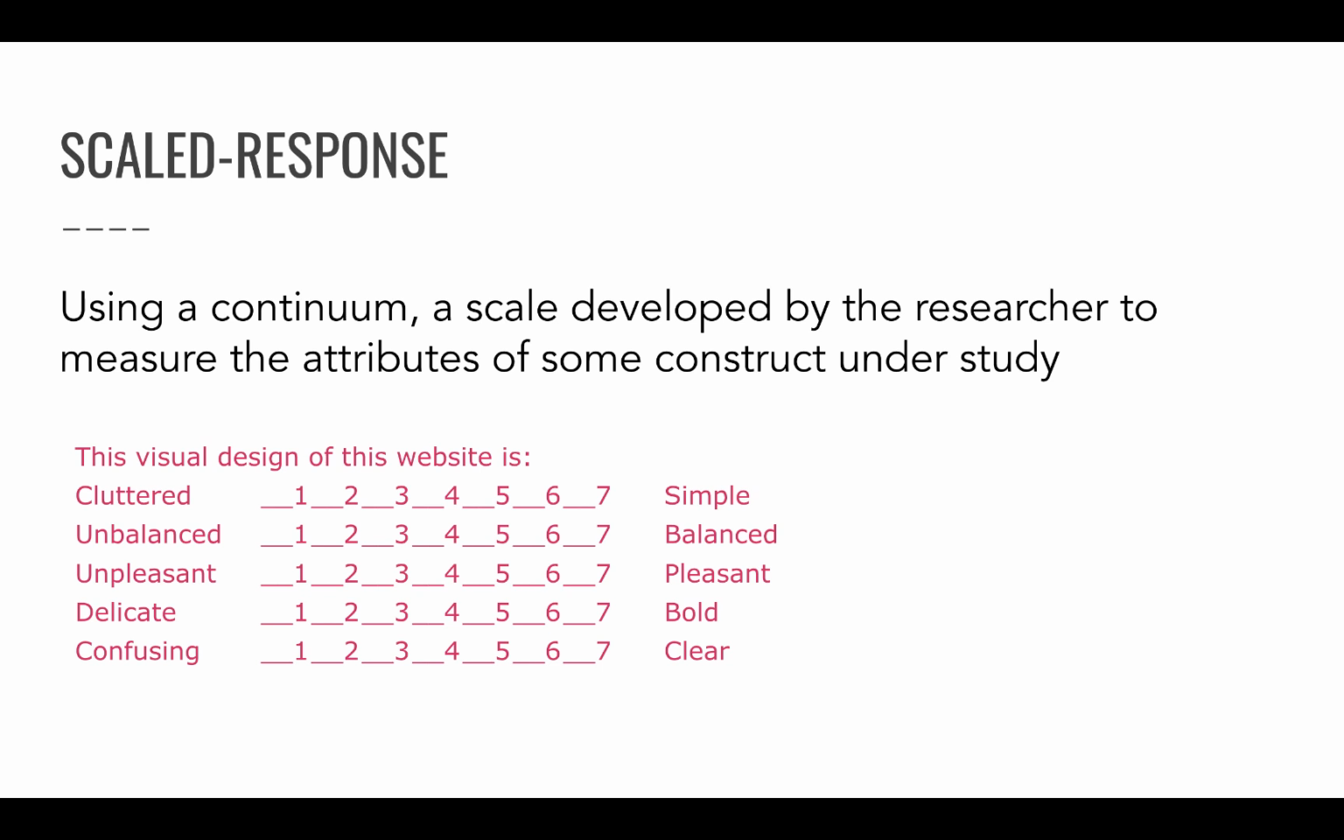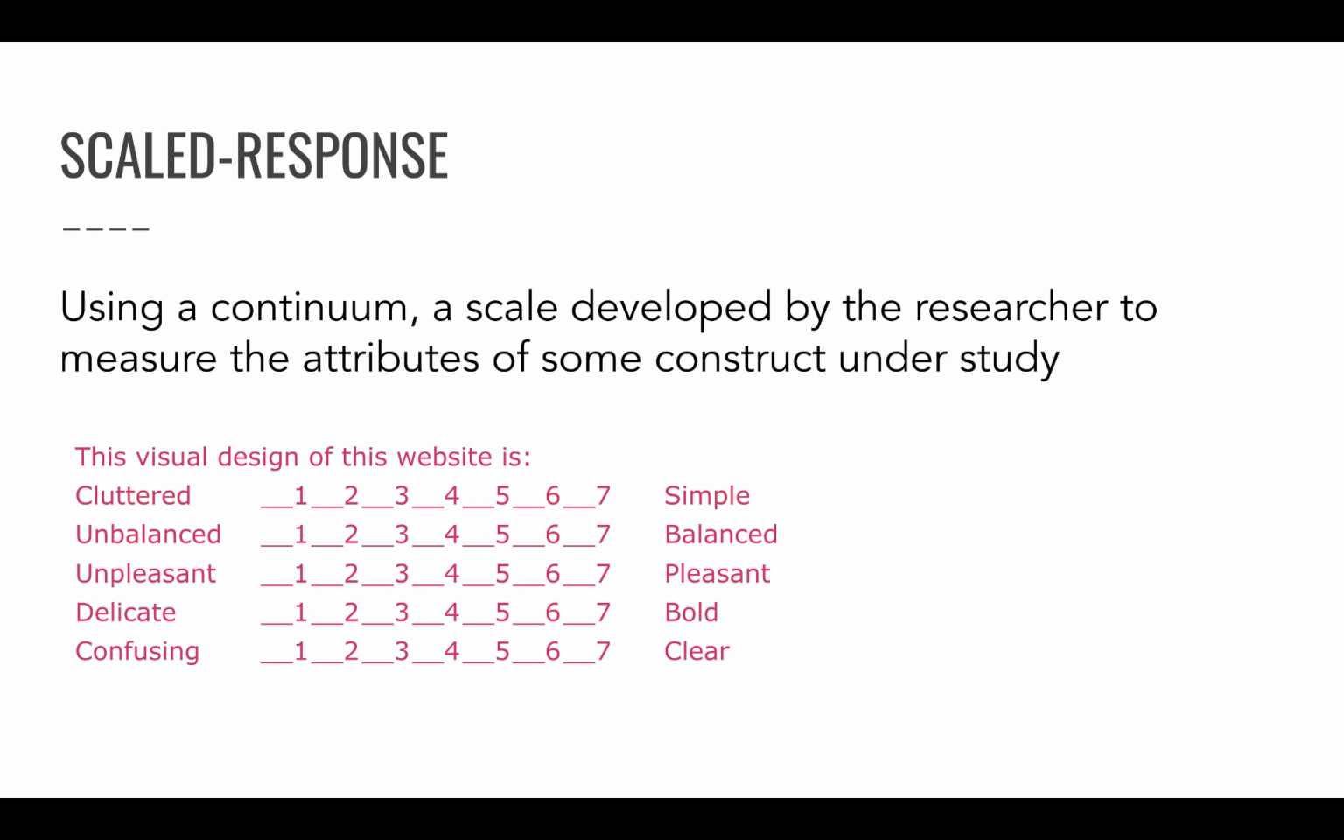For example, if you want to evaluate people's opinion about a website or the website design, you could present them with different continuum endpoints, such as cluttered versus simple, unbalanced versus balanced, unpleasant, pleasant, and so on, and then let people indicate on a scale from 1 to 7 whether they think the website design leans more towards the left, cluttered, unbalanced, and so on, versus more towards the right, simple, balanced, and so on. So this particular type of continuum is a bipolar scale because the opposite sides on the left and the right are contradicting one another. They're basically opposites of one another.